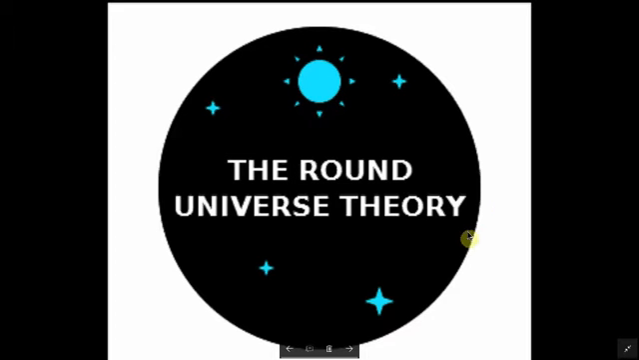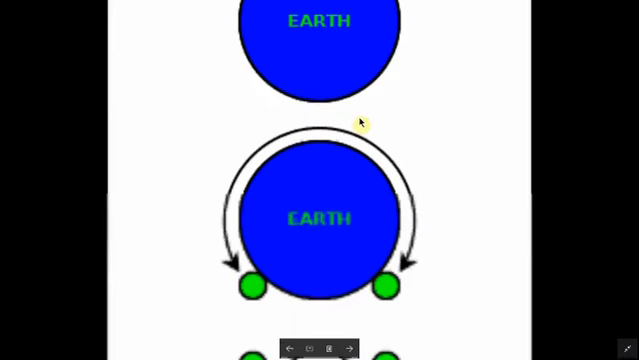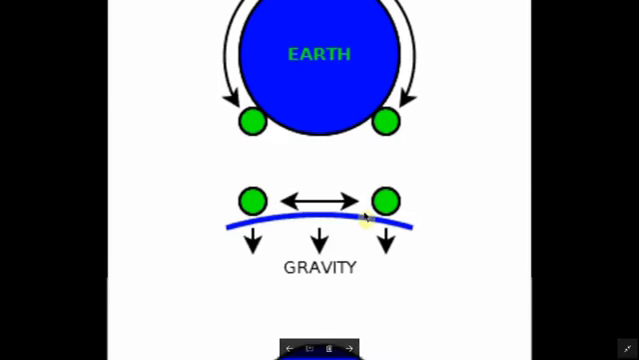Okay, so this is the theory that the universe is round. Why it's named the round universe theory. So here we go. Alright, so everybody knows that the Earth is round. We didn't always know that. If you walk around the Earth long enough, you'll end up coming back to the same spot. Alright? As such. But we didn't always think that way.